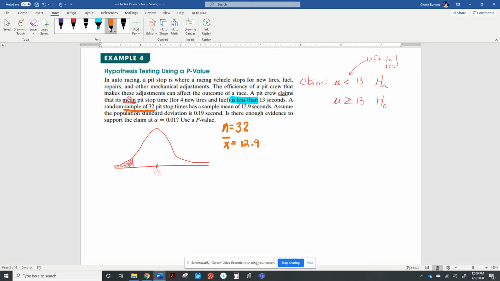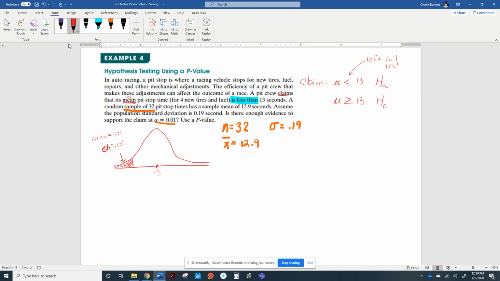And it says assume the population standard deviation sigma is 0.19. Is there enough evidence to support the claim? Now, this is an important thing right here because this alpha is 0.01. That alpha is telling us what this area is. This is alpha, 0.01. That means the area underneath here is 0.01.